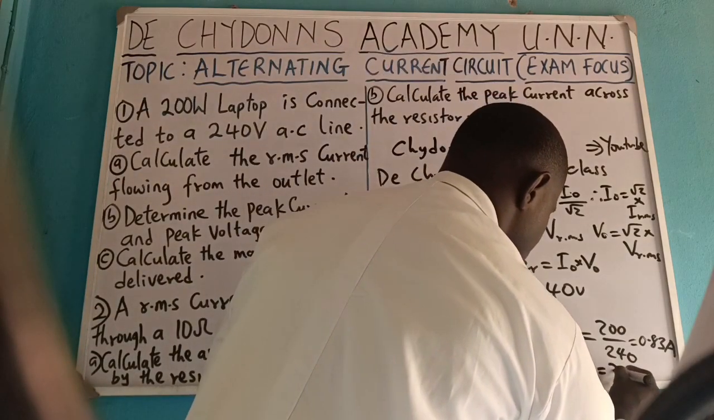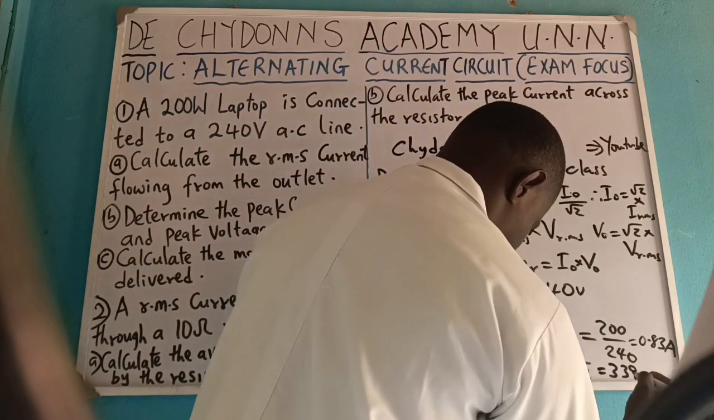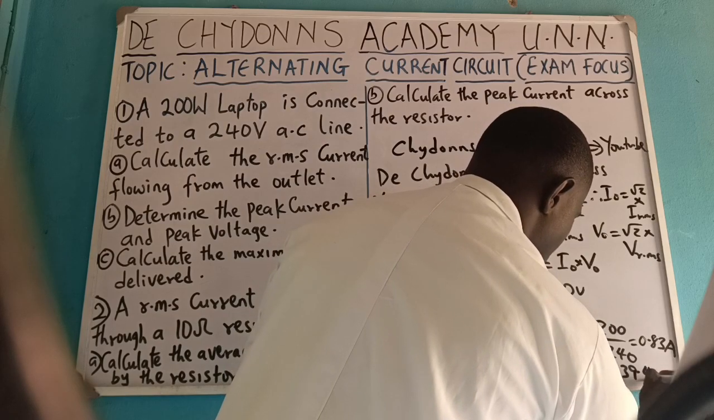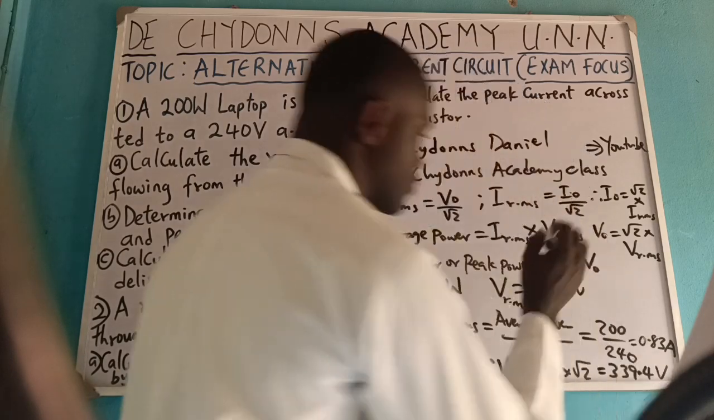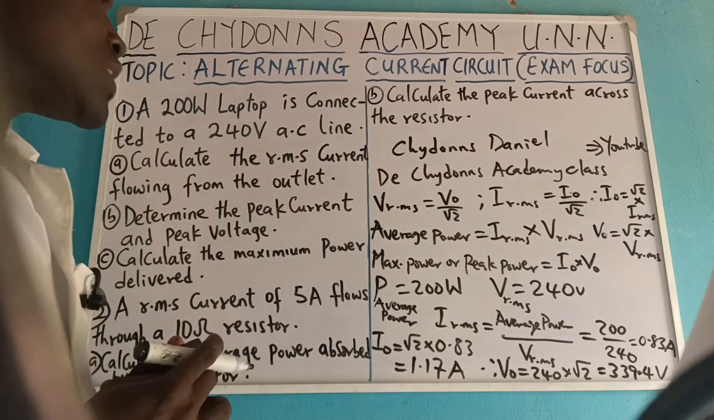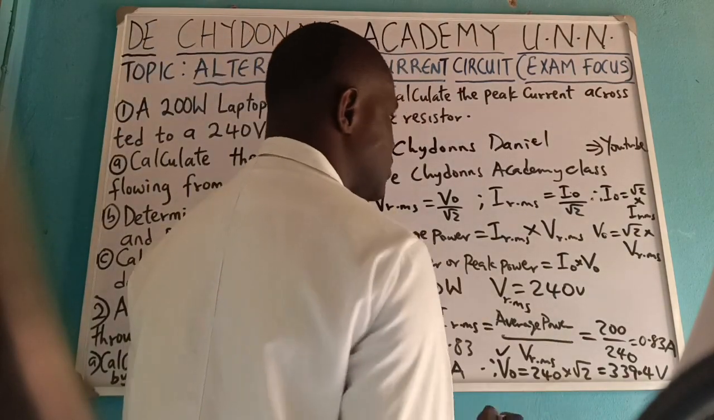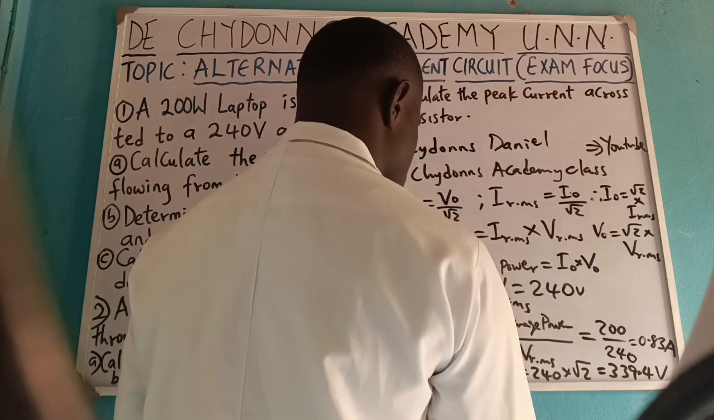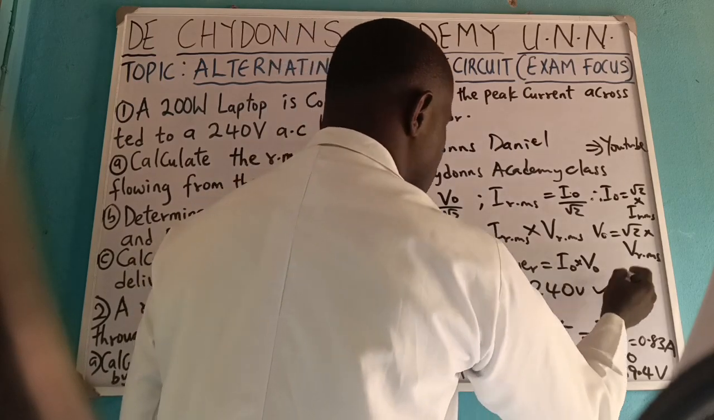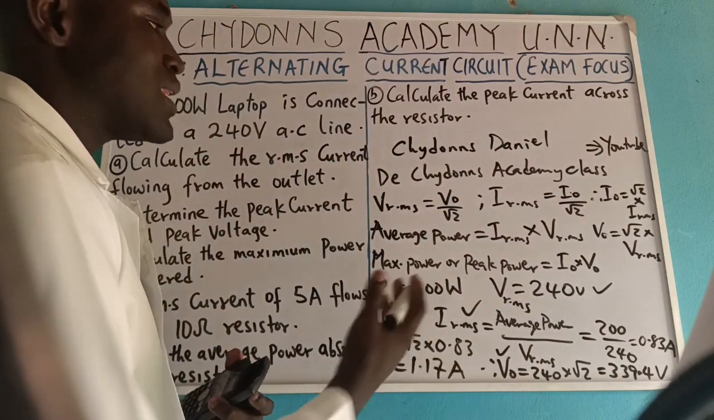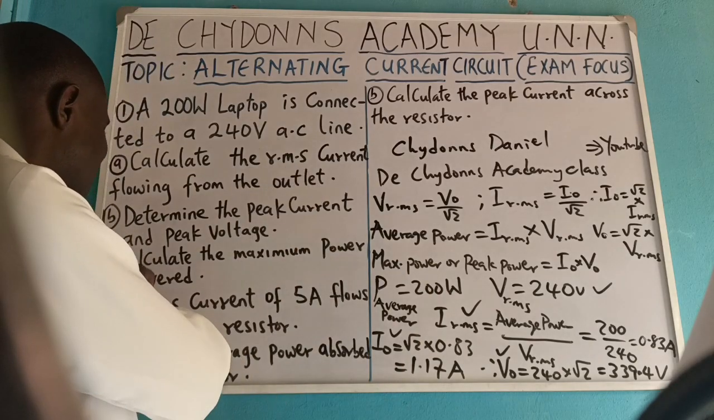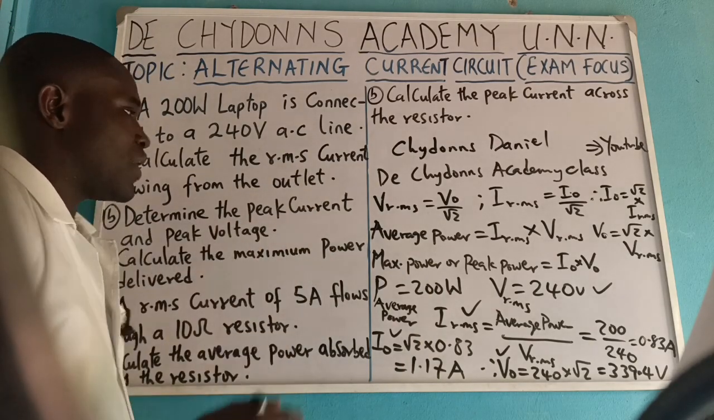339.4 volts. Okay, so we have gotten our peak current, peak voltage, root mean square current. We know our root mean square voltage, and that is all. Then calculate the maximum power delivered.